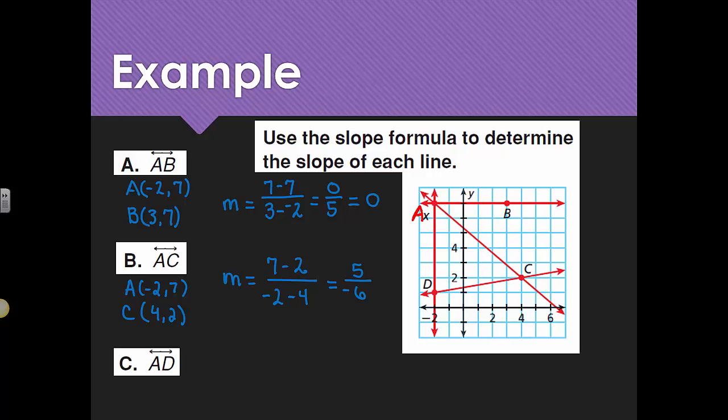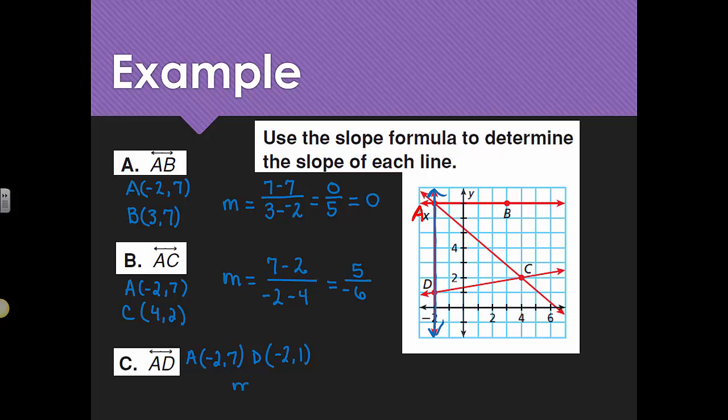All right, lastly, we're going to find the slope for AD. So again, we know that A is (-2, 7). That was point A. And point D is here at (-2, 1). Okay, so now we're looking at line AD, which is this line here.